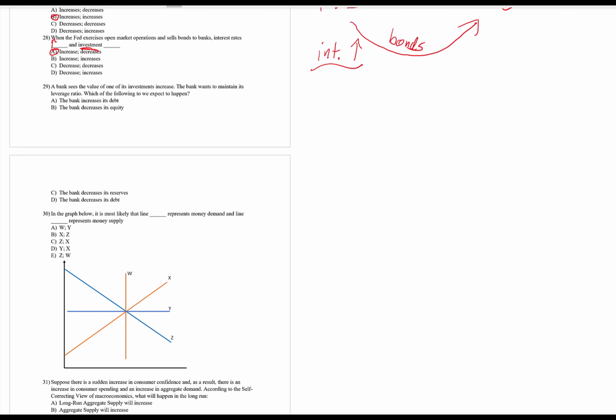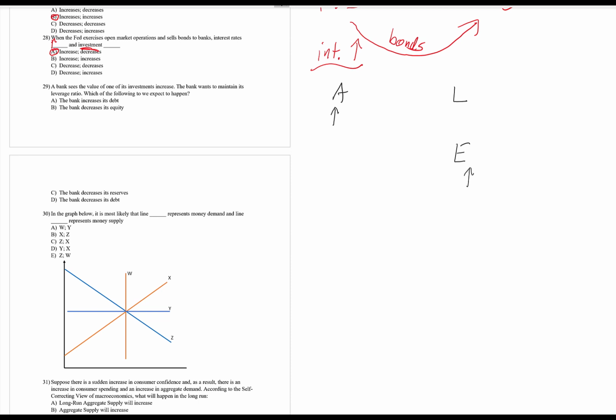A bank sees the value of one of its investments increase. How does it maintain its leverage ratio? Well, let's think about what the balance sheet is going to look like: assets, liabilities, and equity. If the value of an investment increases, that means the assets are going to increase. And when that happens, equity is going to increase, right?